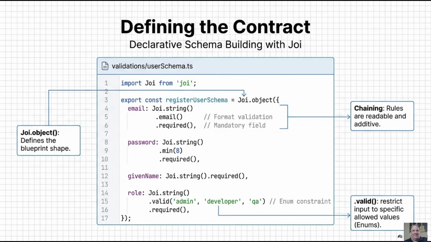So think about how many lines of manual if statements that one line replaces. You need to check if it exists, check if it's a string, etc., right? So Joi does all of that in one readable, chainable line.